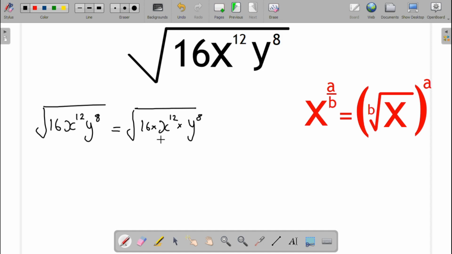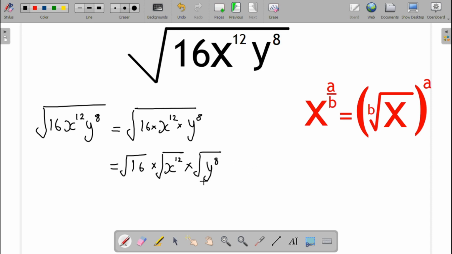Since they are joined by the multiplication sign, in order for us to simplify it, they are going to be separated, each having its own square root. So, this is equal to the square root of 16 times the square root of x raised to power 12 times the square root of y raised to power 8.